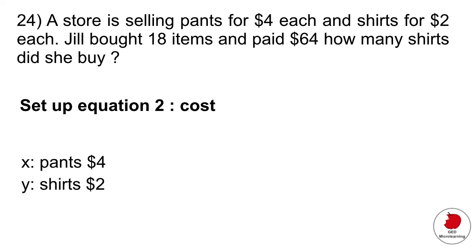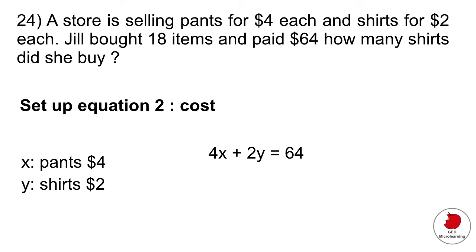So we said that X represented the number of pants, and $4 was the cost, and Y represented the shirts, and $2 was the cost. And we said that in total, the pants and the shirts came up to $64. Okay, so you would set up your equation like that.